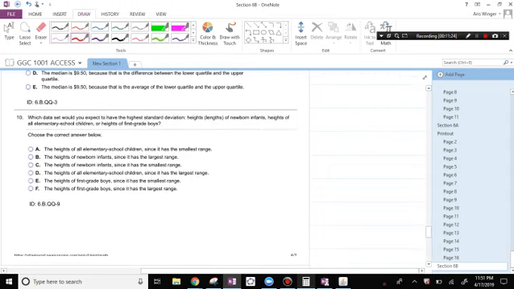Which data set would you expect to have the highest standard deviation? Heights of newborn infants, they should be bunched together, so they shouldn't deviate from the average that much. Heights of all elementary school children, that looks like it's going to be pretty big. Elementary school children range from 1st to 6th grade, so that could have a high variance in the heights, and the range would be high. The heights of all elementary school children, since it has the largest range.